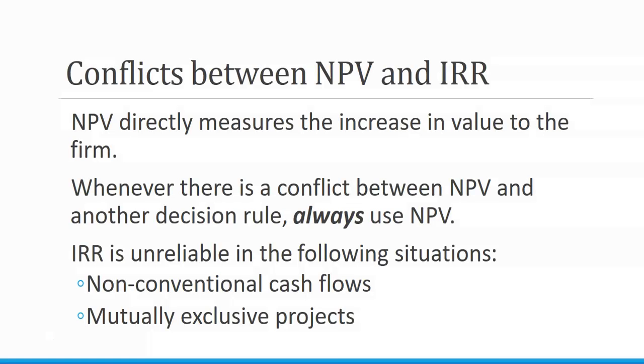When we have conflicts between net present value and the internal rate of return, net present value directly measures the increase in value to the firm. Whenever it's difficult to decide between the two, net present value is always the deciding factor because the internal rate of return can be unreliable in certain situations, a couple of which we've looked at so far.